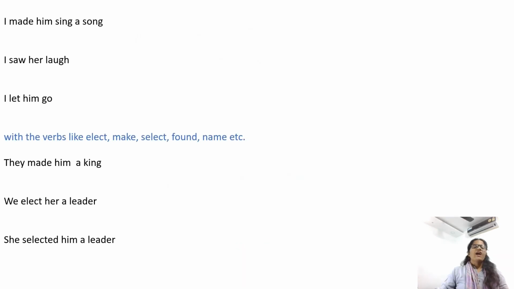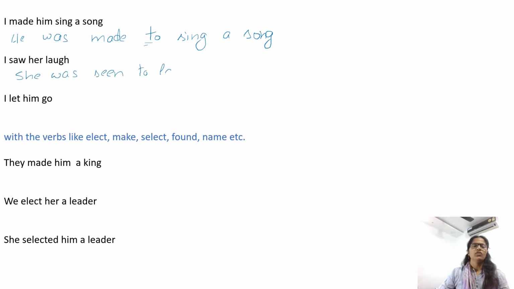Moving to next. I made him sing a song. He was made to sing a song. I saw her laugh. She was seen to laugh. I let him go. He was let go. Now, if you have words like elect, make, select, found or name in a sentence, how do we change it into passive form? Okay, let's see the examples.